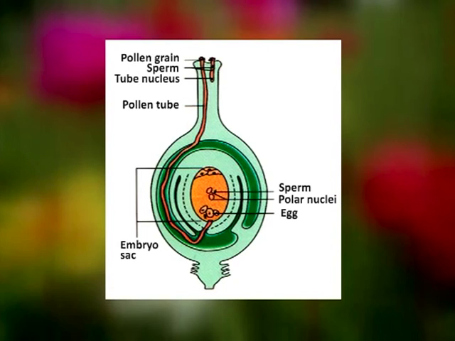During the growth and extension of the tube, the generative nucleus behind the tube nucleus divides by mitosis to produce two male gametes. The pollen tube enters the ovule through the micropyle and penetrates the embryo sac. The tip of the pollen tube bursts open. One male gamete fuses with the egg cell to produce a diploid zygote, and the other one with the secondary diploid polar nucleus to form the triploid primary endosperm nucleus. This way, double fertilization occurs in angiosperms. Immediately after fertilization, the ovule is known as seed.